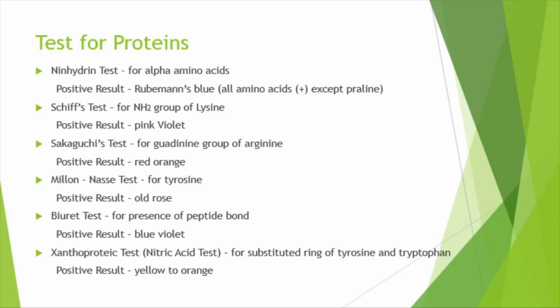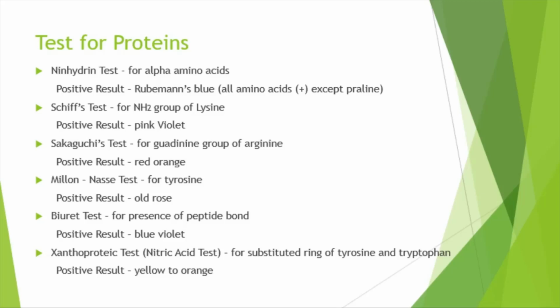Then we have your Schiff test. Okay, these are tests for NH2 group, amino group of lysine. So it yields a positive result of pink violet. We also have your Sakaguchi's test for guanidine group of arginine. So the positive result would be red orange.